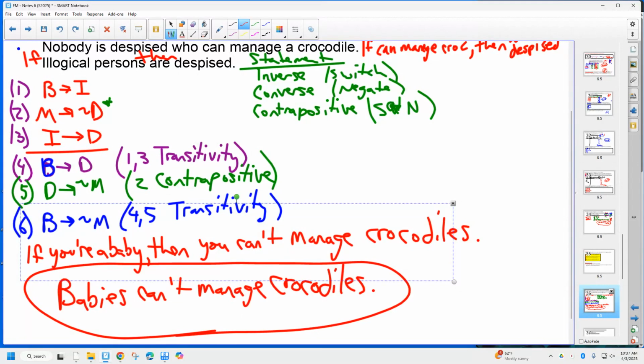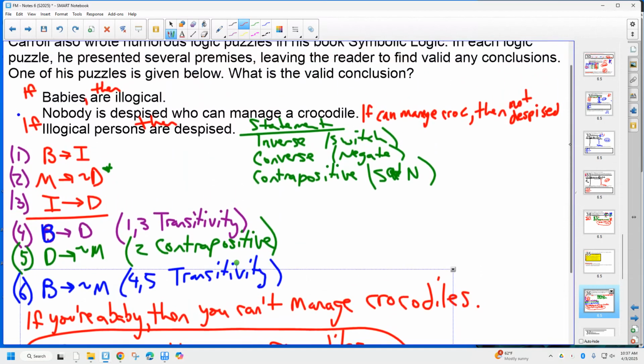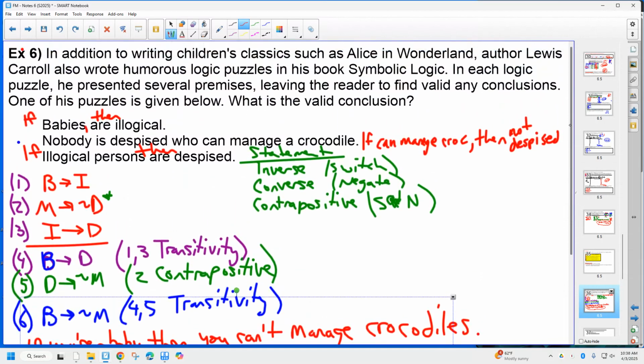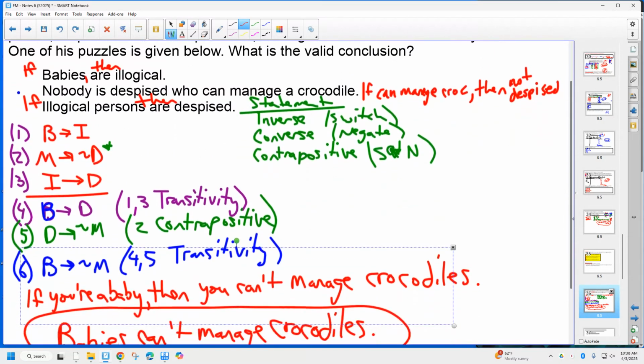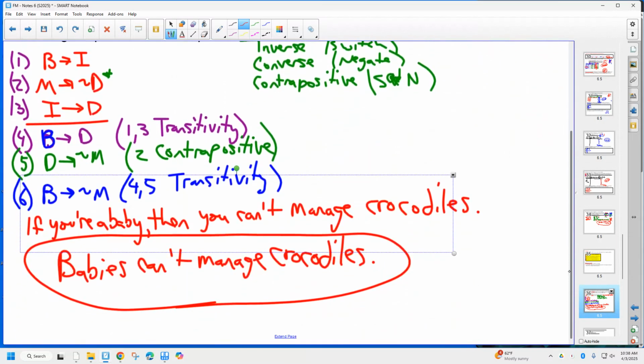Yeah, I know that's a weird thing to say, but it's a logic experiment. We're just kind of playing around. You know, they're supposed to be silly. Humorous logic puzzles is what they said right here, but they are silly. But it's interesting that we can use logic to make a conclusion here.